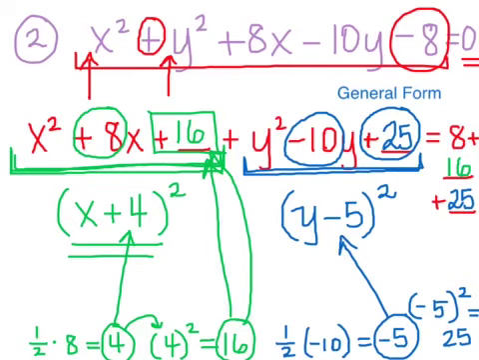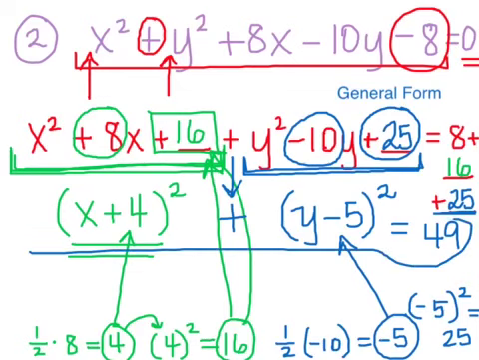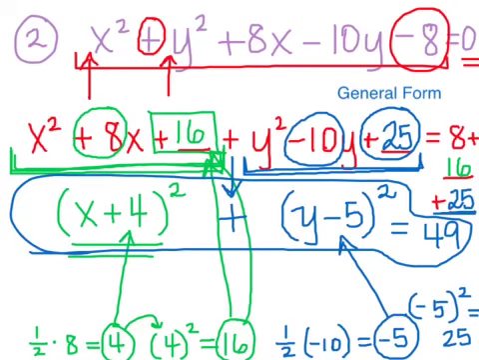We just need to add up these numbers. And so if you add up 8, 16, and 25, that's what will go on the other side of the equal sign. So that will be 49. And then we'll have a plus in between here, which is just coming down from the previous step. And you can see that we have our equation of the circle in standard form.